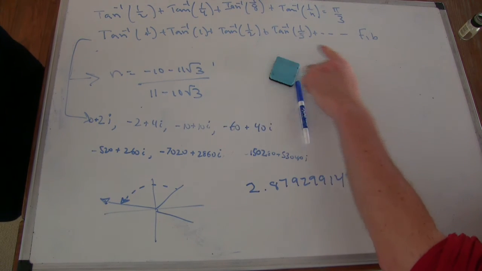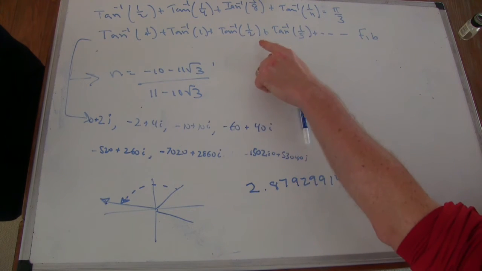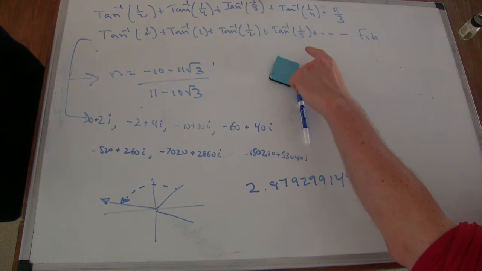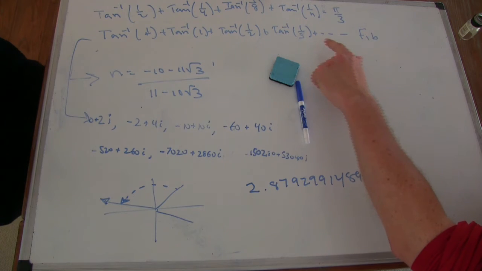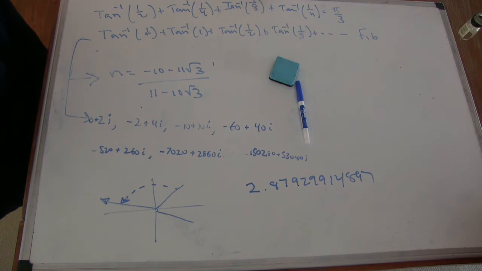All right, so you wanted to do something that was really cool, which was the arctan of the Fibonacci numbers. So arctan of 1 plus arctan of 1 plus arctan of a half, the inverse of the Fibonacci numbers, and so on. How did we study this?